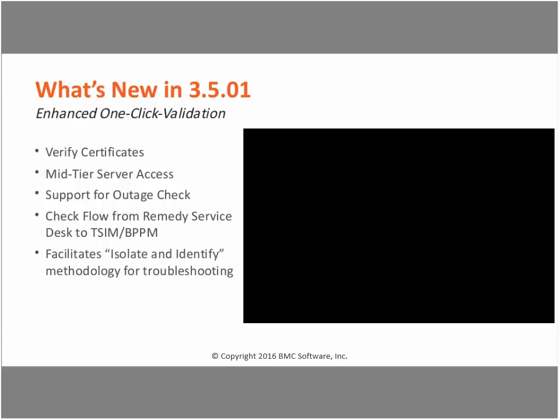We look at certificates to make sure that the certificates are where they should be. We check on the mid-tier access. We put in support for whether or not the outage structures are in place. And we check on the flow of information from TrueSight or BPPM all the way through to the service desk. So we put in place more robust capability. This is not only for the benefit of our customer support organization, but it's actually targeted for customers to take an approach of trying to identify when something is not working, because things change all the time.